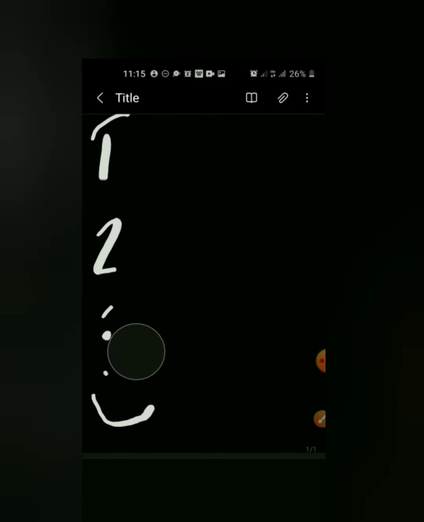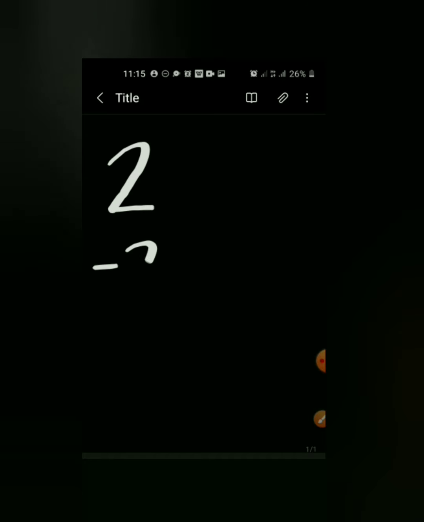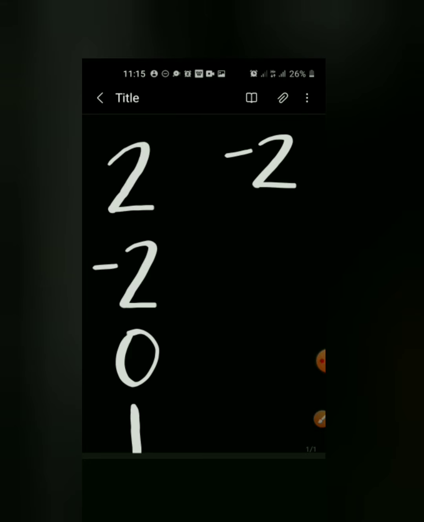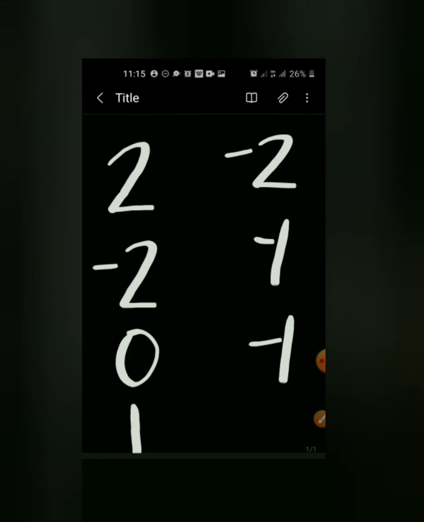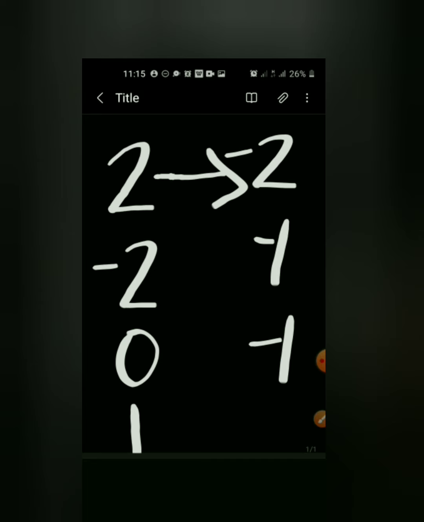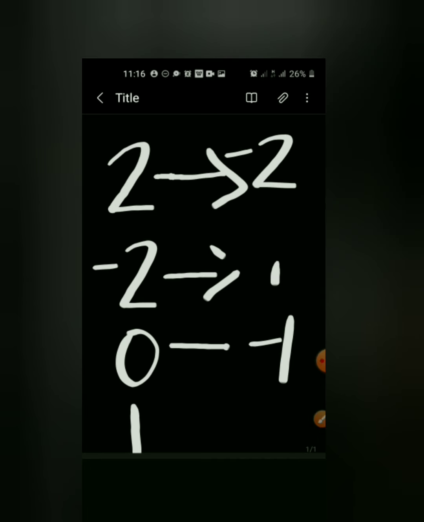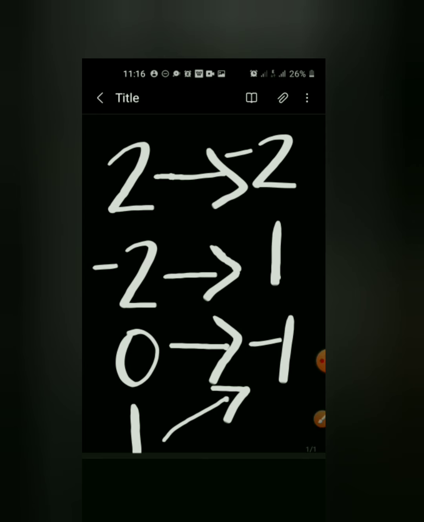Now, in many-to-one, let's say we have 2, -2, 0, 1, and in the y coordinate 2, negative 1. So if this x coordinate connects to the y coordinate, and negative 2 connects to negative 1, and 0 connects to negative 1, and this positive also connects to negative 1, and also the 1 x coordinate connects to negative 1 y coordinate, that is called a many-to-one function.